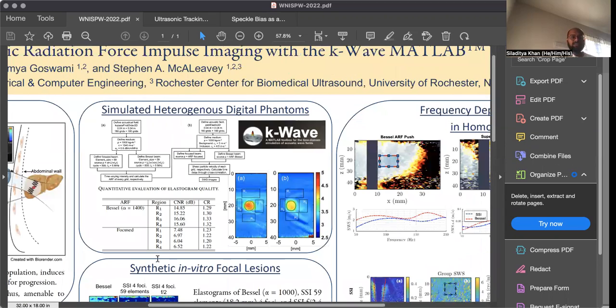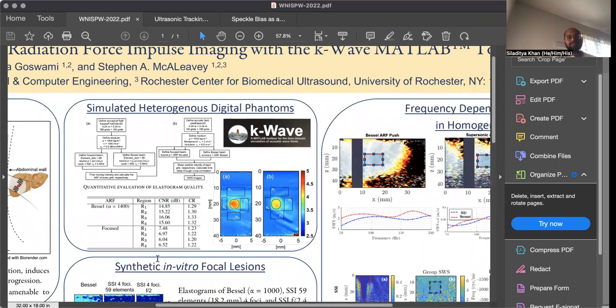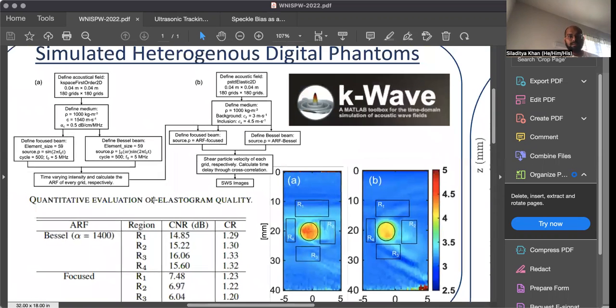We present a simulation pipeline for simulating heterogeneous digital phantoms in a MATLAB toolbox known as K-Wave. There are two parts to the simulation. First, in part A, we need to define the acoustic field, the properties of the medium. We also need to define the parameters of the focused beam, like the element size, the pressure profile, the number of cycles and the center frequency that we want to image. These are usually set to values that represent parameters of a diagnostic imaging scenario.